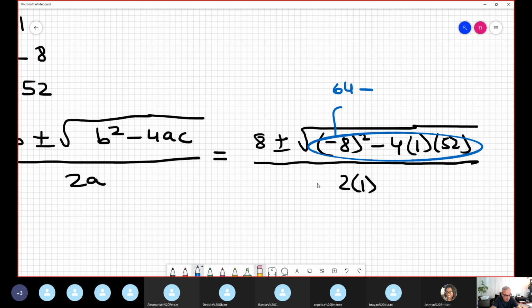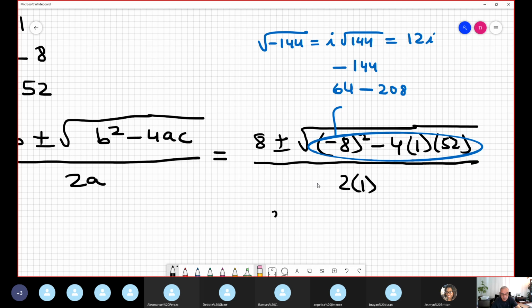Minus something. Let's put it in the calculator, 52 times 4 is 208. And 208 minus 64 is 144, but negative 144. And the square root of negative 144, I know it's imaginary. That is, i times the square root of positive 144, which is 12. 12i. So my final answer so far is 8 plus or minus 12i, divided by 2.